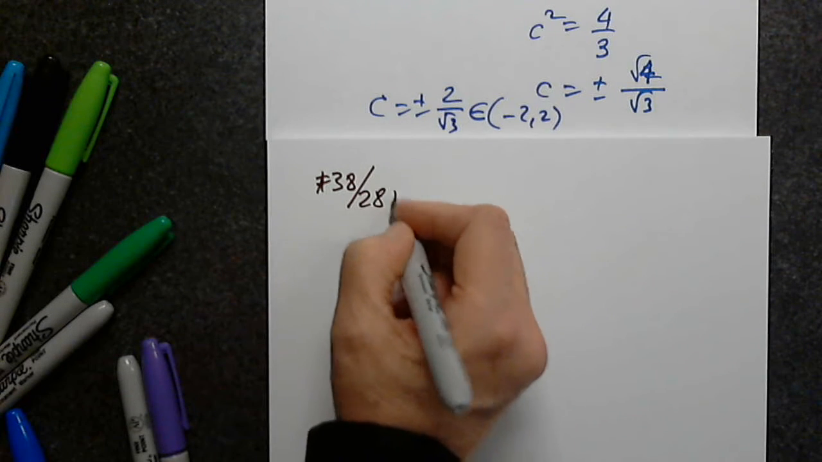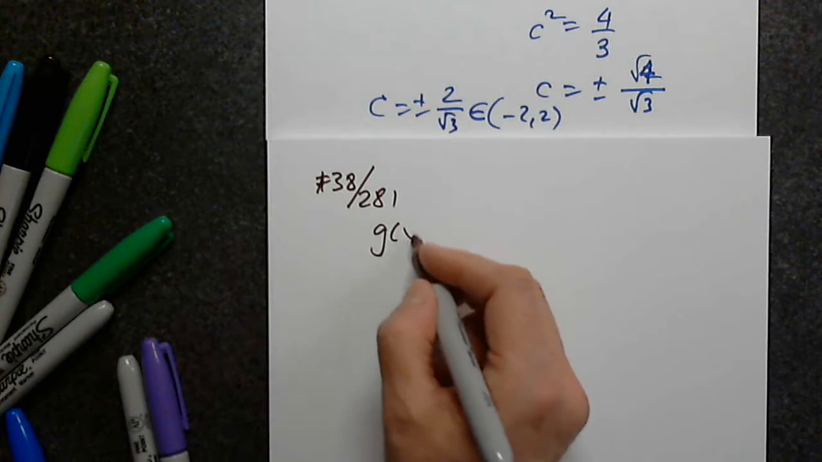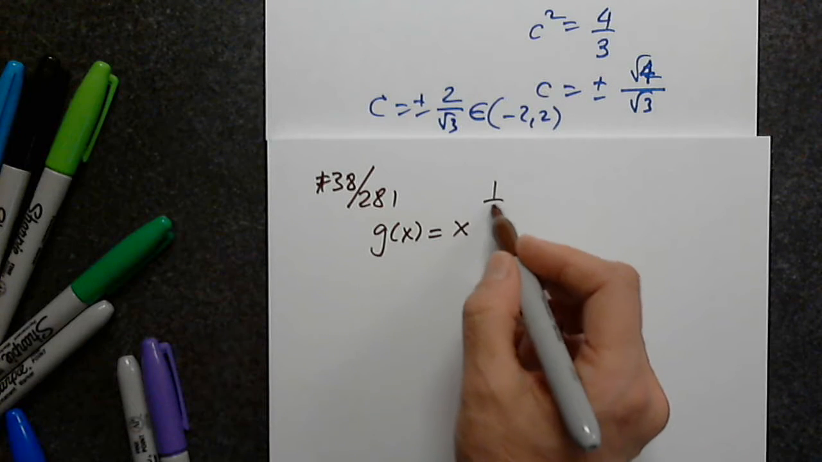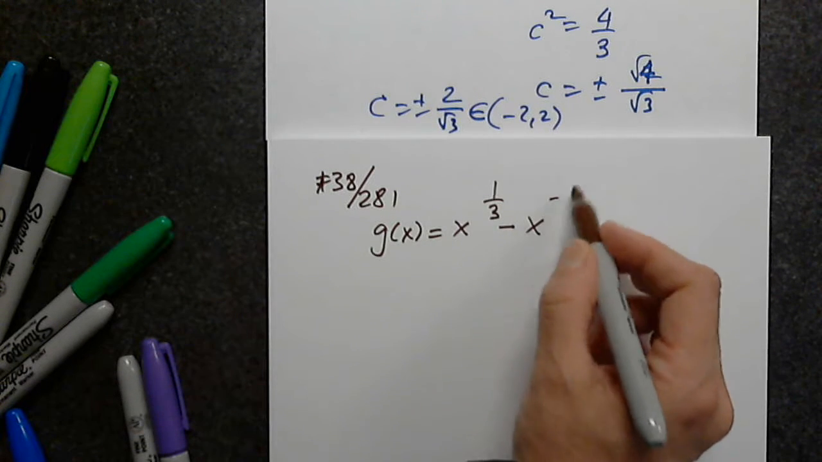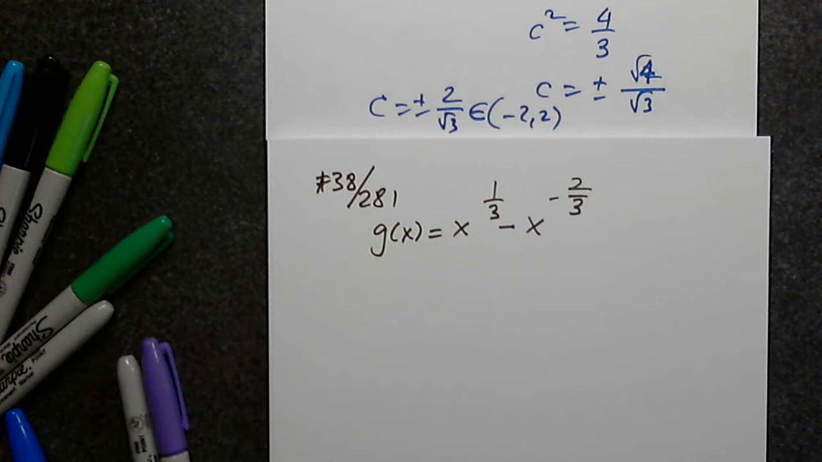on page 281. So g of x equals x to the 1/3 minus x to the negative 2/3. We're asked to find the critical numbers. Critical numbers, please.